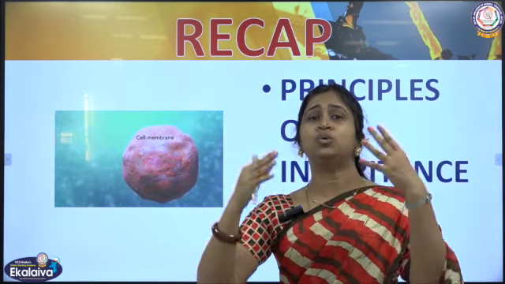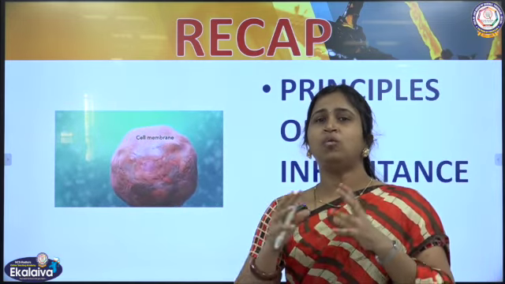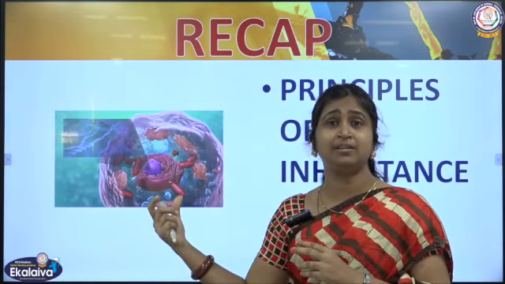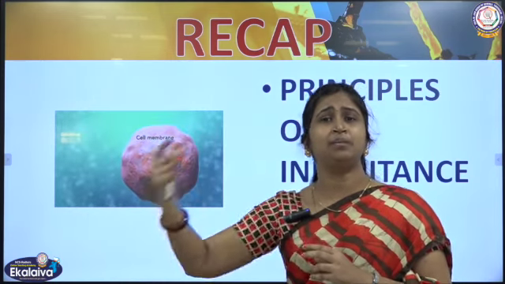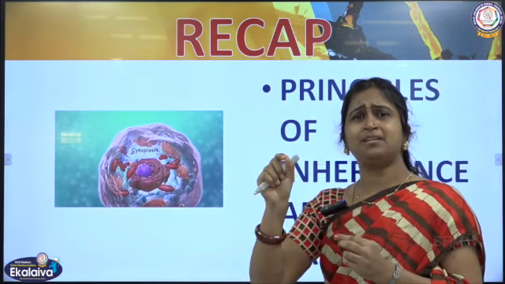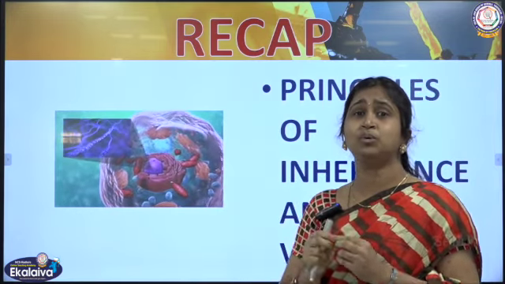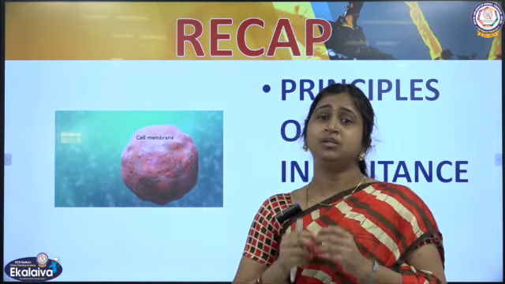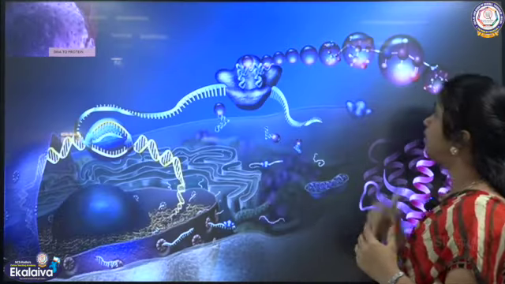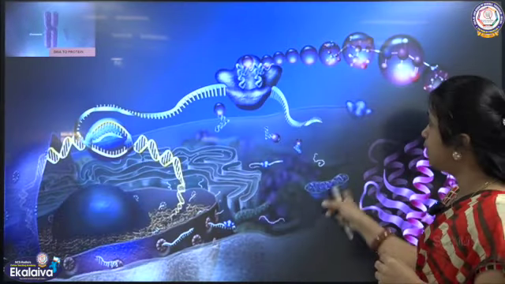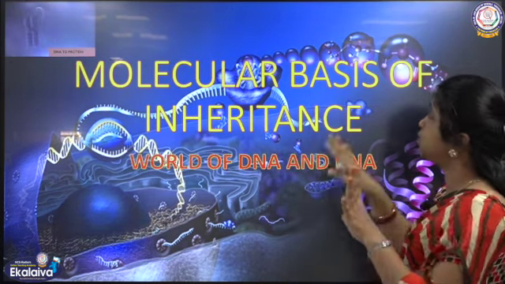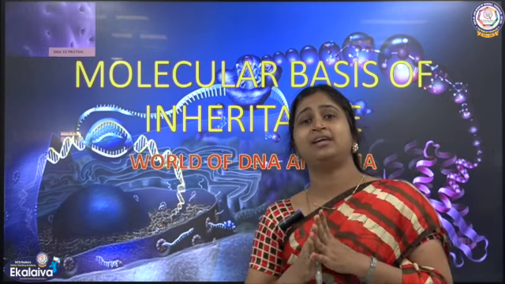Now we are going to go deep into the molecular level. When we say gene, you can see the cell showing the nucleus and then a thread-like structure coming out. What is that? That is the DNA. In DNA, something like a bead arrangement is the gene. So I would like you to travel into the molecular level. The lesson topic is molecular basis of inheritance, and here we are going to deal totally with the world of DNA and RNA.